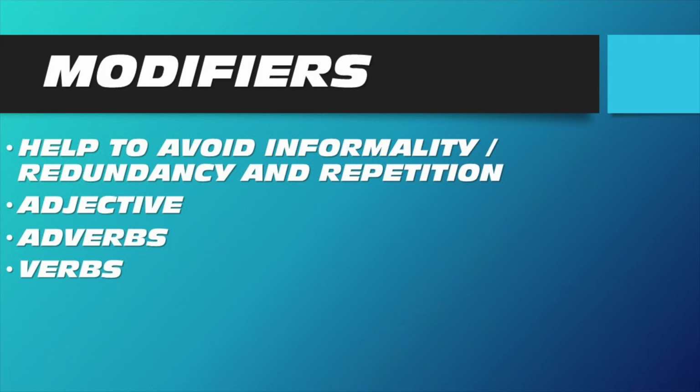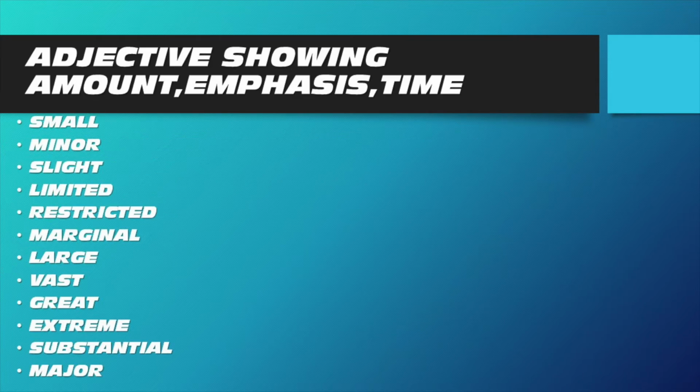There is a large number of modifiers available. Mostly they are used in the form of adjectives, adverbs, and verbs. We have discussed the verbs already. Now we are going to move towards adjectives, which are helpful to write about the graphs very well. If we categorize the adjectives on the basis of amount, emphasis, or time, then we can make a list.